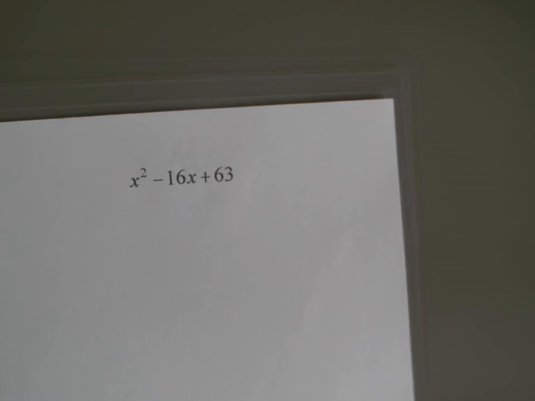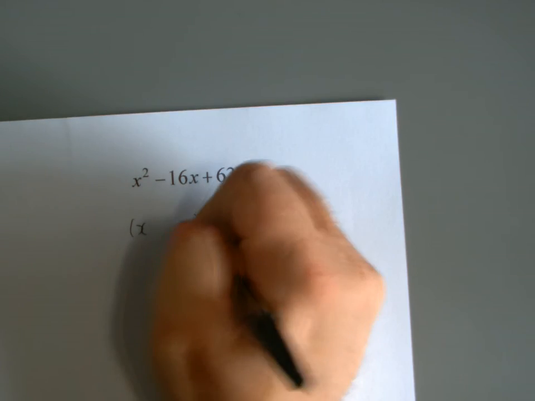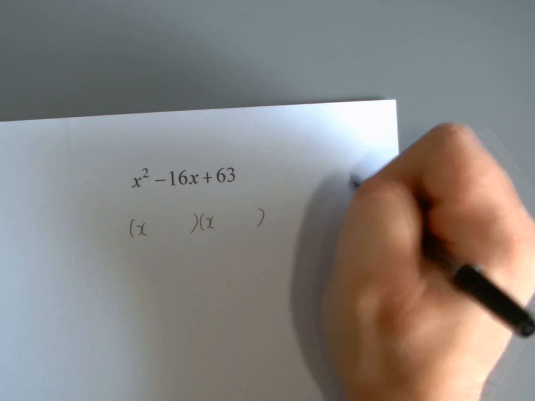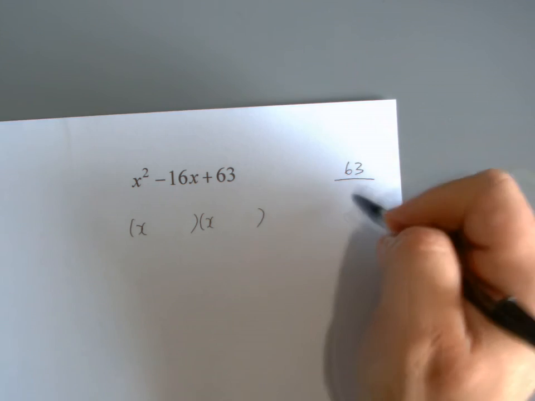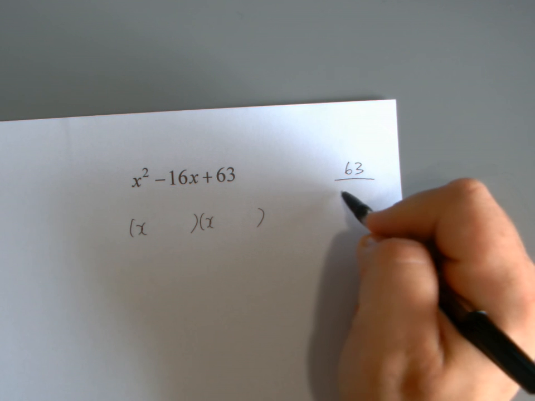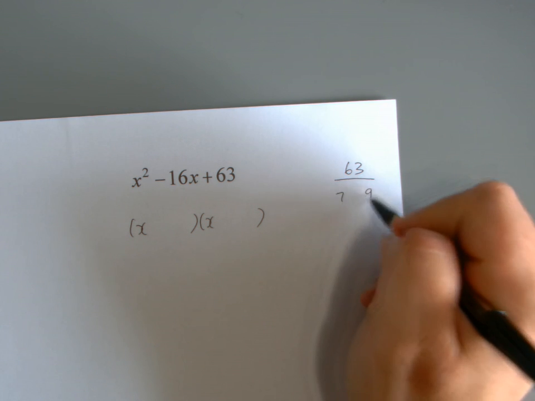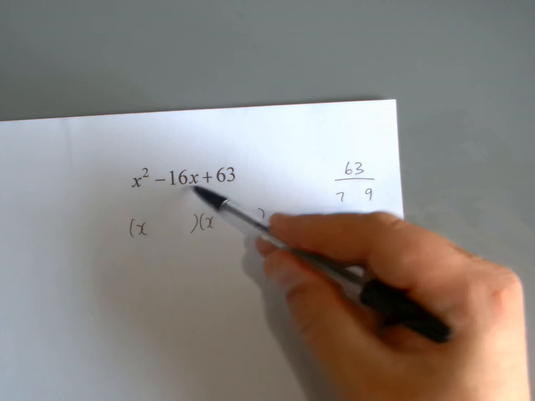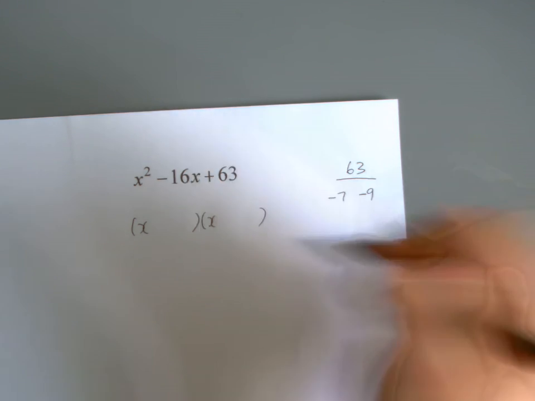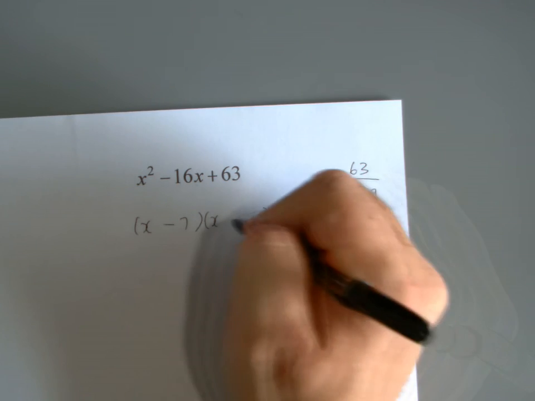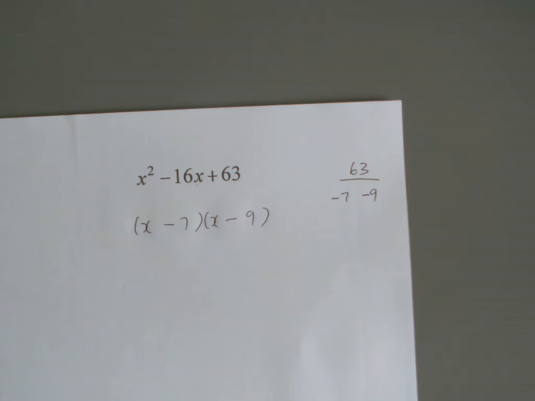Finally then, this one, x in both brackets, we need them to multiply to give 63. Okay, you might see this straight away. You can go through the pairs. I can see 7 and 9, multiply to give 63, and I can get that to be negative 16 if I make them both negative. So we've got x minus 7 there and x minus 9, and we're done.